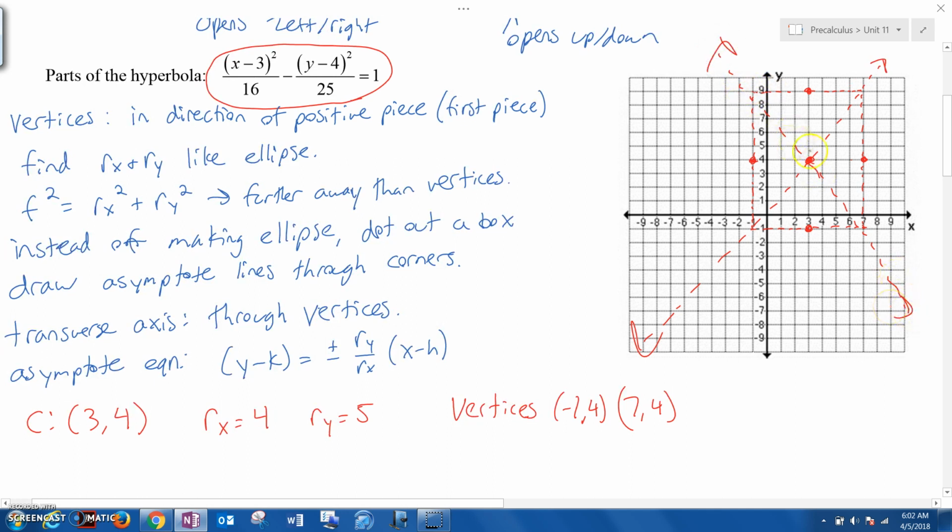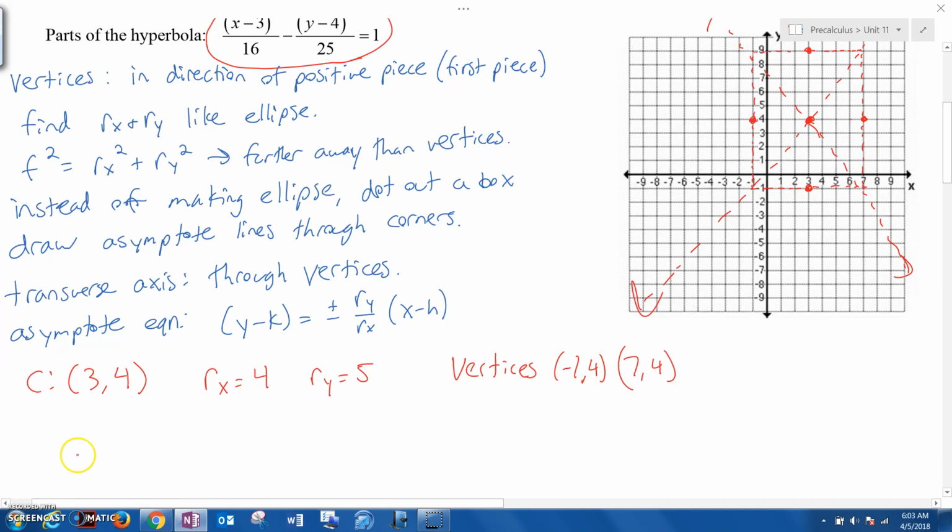You should note that the slope of this line is up 5 and over 4, which is why it's Ry over Rx, and it's plus or minus because there are 2 lines, one with a positive slope and one with a negative slope. This is basically point slope form for the asymptote equation. So if you really wanted to, we would say our asymptotes have the equation y minus 4, that's right from the equation, equals plus or minus 5/4 times x minus 3, because that's the center of that. So those are our asymptote equations.